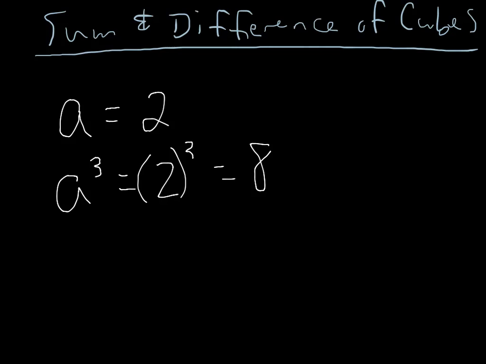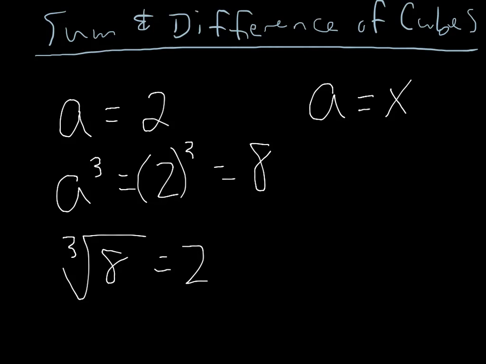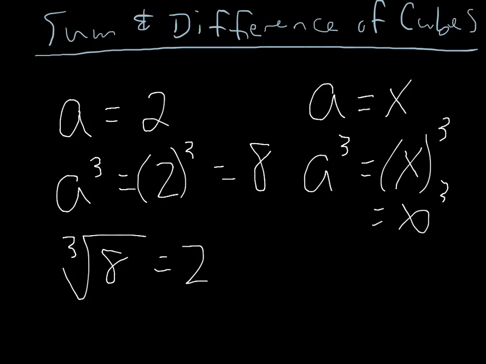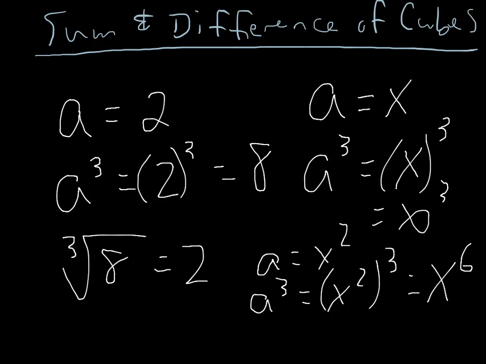Being able to recognize the cube root of 8 as 2 is going to be critical in this section of the book. Also, if we took A and we said that A was x, well then A to the third would be the same as raising x to the third power, which is x to the third. But more importantly, say A was x squared, then A to the third would be x squared raised to the third power, which we know as x to the sixth.